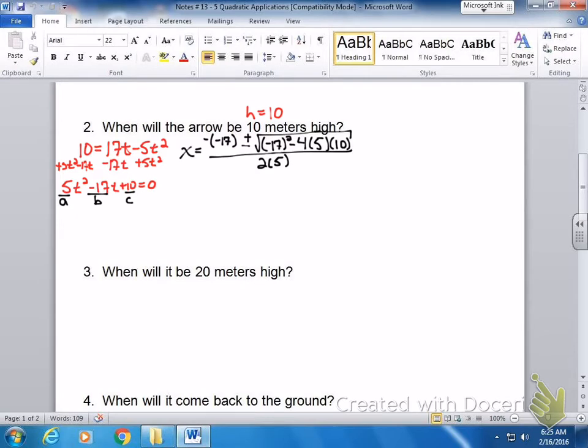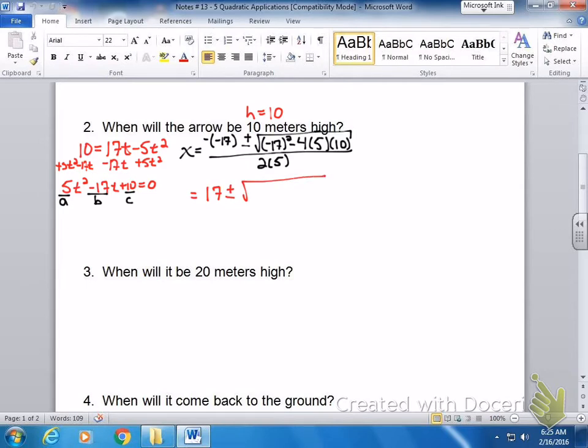Remember, on the quiz we're going to take tomorrow, you will have the formula. Be careful when you're plugging it in. That's the main problem that we're going to have, I think. So let's go ahead and solve what we can. Negative times negative 17 gives me positive 17, plus or minus.